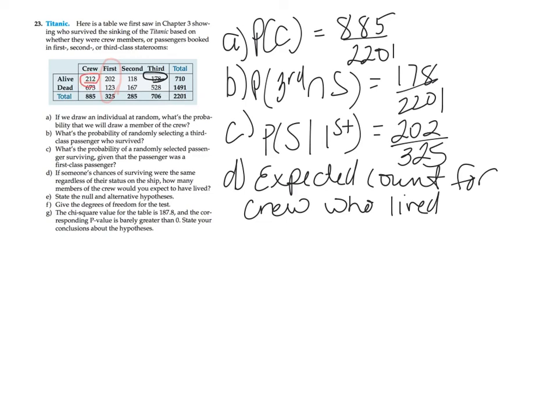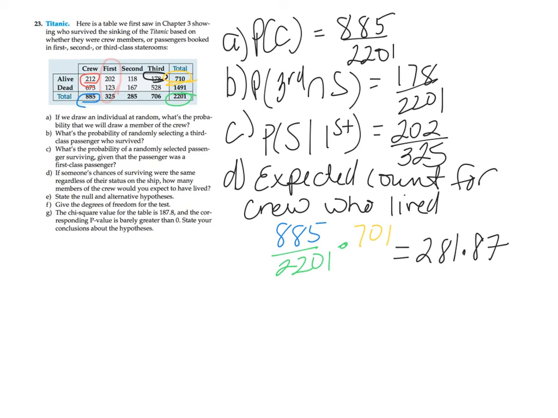That's the 212. And so we're going to do the column total, 885, over the table total, 2201, times the row total, 701. And we'll see what that is. Okay, so in my calculator that was 281.87. So you'd expect about 282 to survive if it was independent.